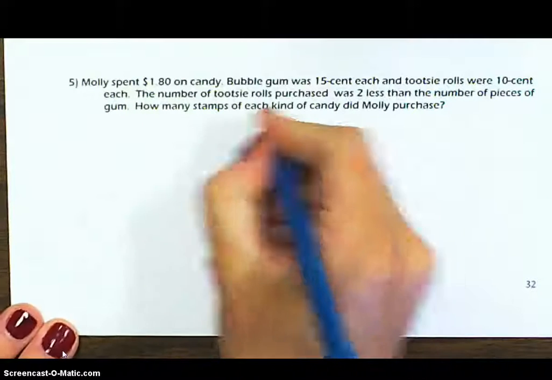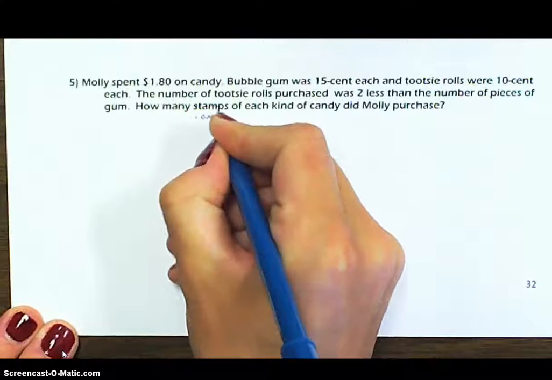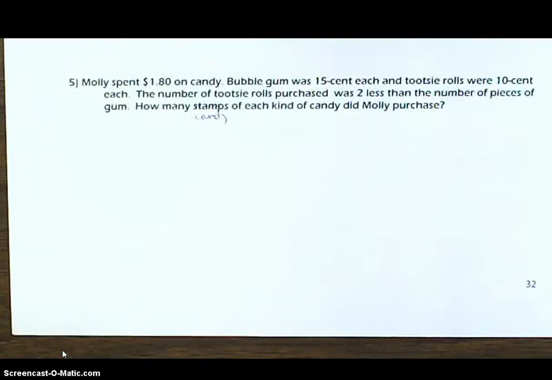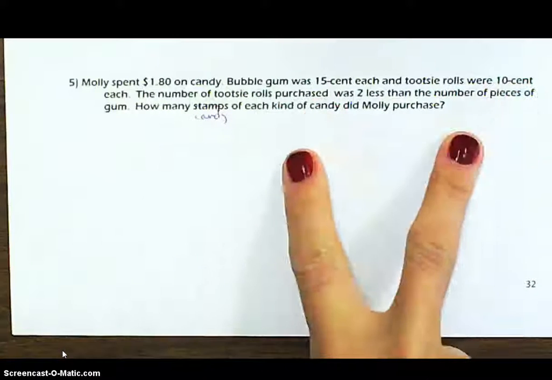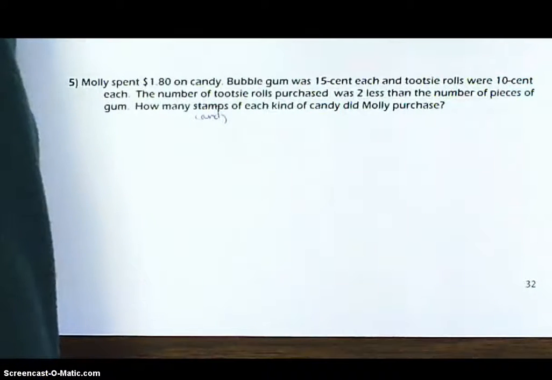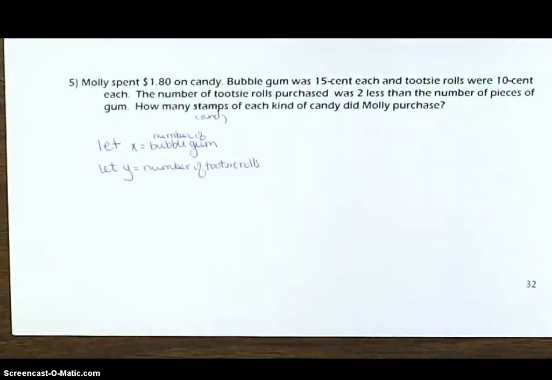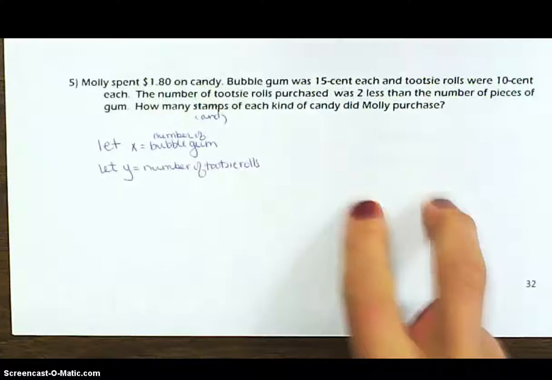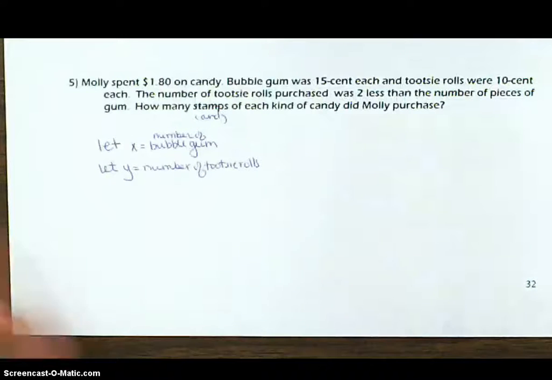Okay, so instead of stamps, this is just going to be candy. All right, so let's take a look here. How many let statements are we going to need? Well, we have bubblegum and Tootsie Roll Pops. So let's go ahead, pause the video, write your 2 let statements. Okay, so now that we have our 2 let statements, I used X and Y, we have to come up with our equation. So I'm going to remember money, money, money. All the monies are going to go together.